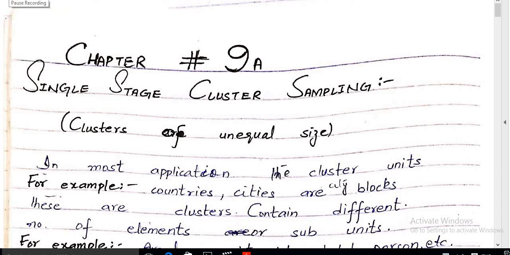Students, this is the second lecture of this week on sampling techniques. Here I have started chapter number 9a, single stage cluster sampling, where the cluster sizes are unequal.